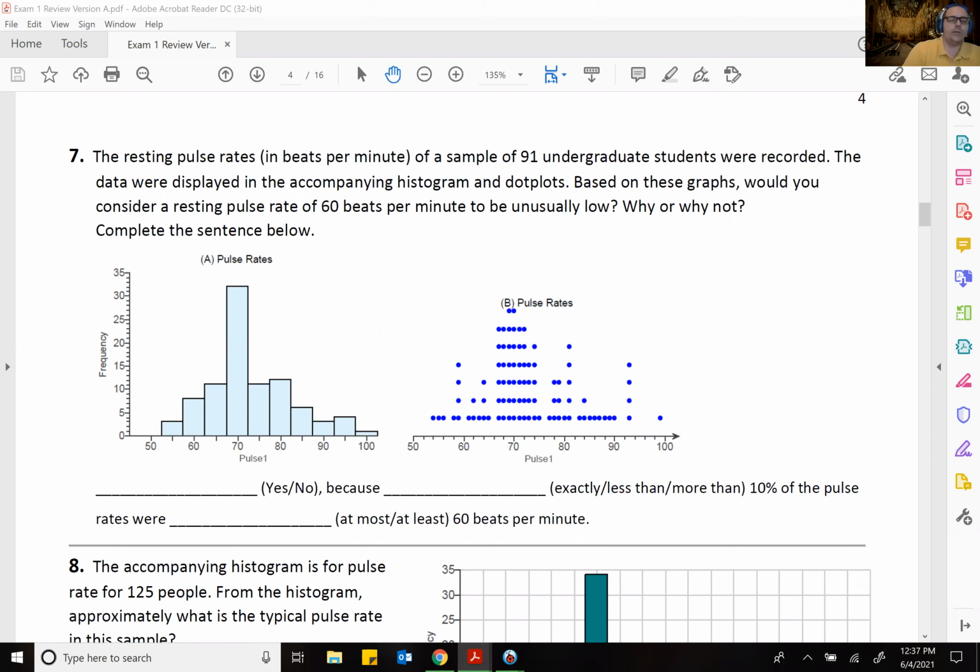Remember that when you're reading this histogram, sometimes the histogram can be a little deceiving. Sometimes, not always. When you look at these bars, granted 60 is in the middle here, but what is this bar really about?